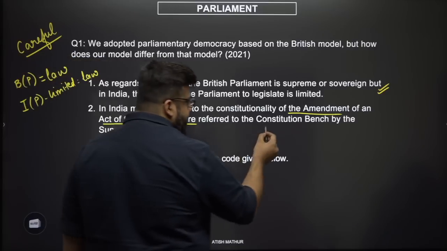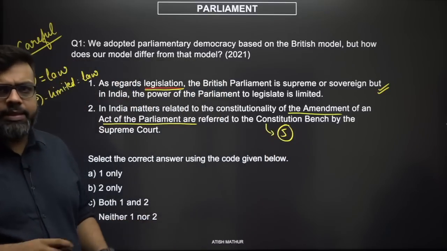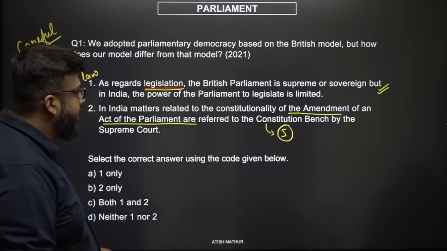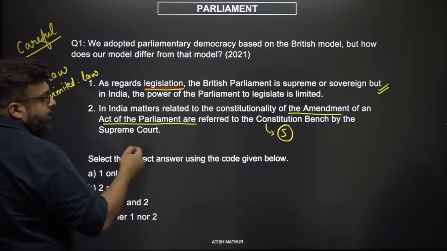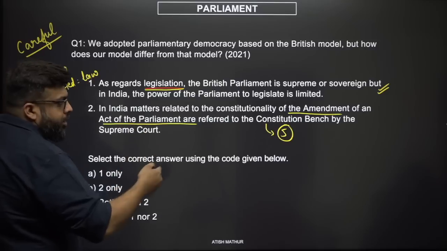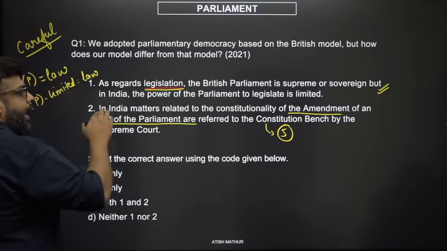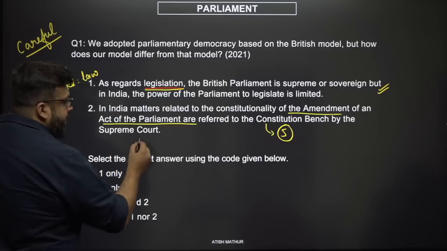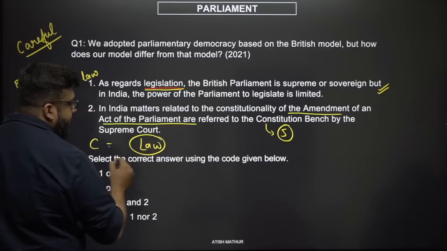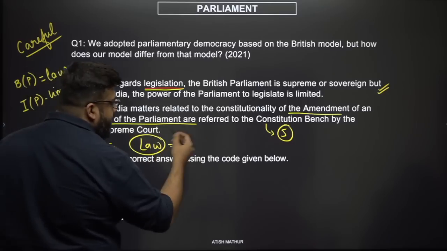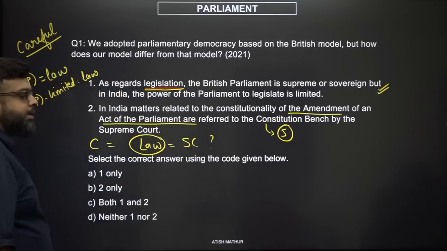Now, first things first, the Constitution Bench comprises of a minimum of 5 judges. This is established in the Constitution itself. But look at the first statement. It is saying anything which is to determine the constitutionality of the amendment of an act of the Parliament. An amendment of an act of the Parliament is also a law. So to determine the constitutionality of a law, it can be done by a constitution bench of the Supreme Court. That is not necessarily true.